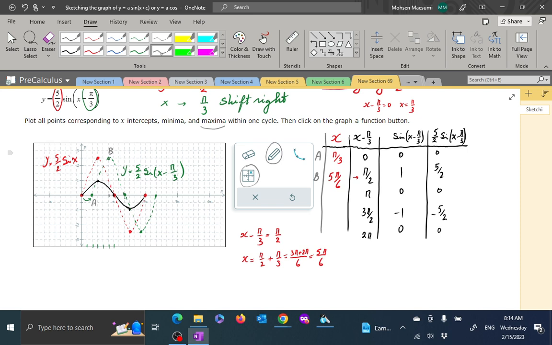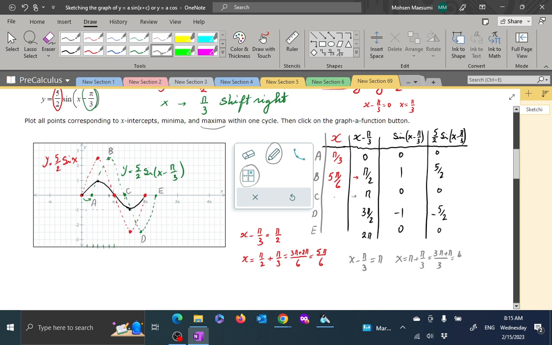Same thing for points C and D and E. We have to calculate their location, C, D, E, see where did they go. So for example, what would be the x coordinate? Well, that's going to happen when x minus pi third is equal to pi. So I take a pi third to the other side, so pi plus pi third. Take a common denominator, multiply this by 3, becomes 3 pi, plus another pi is 4 pi third. So this is 4 pi third.